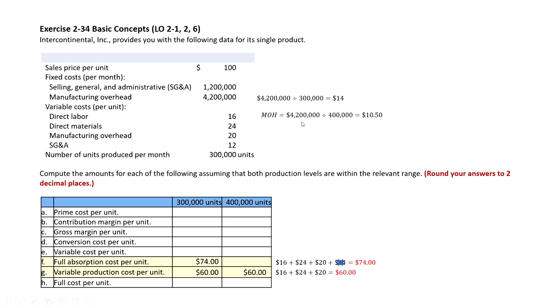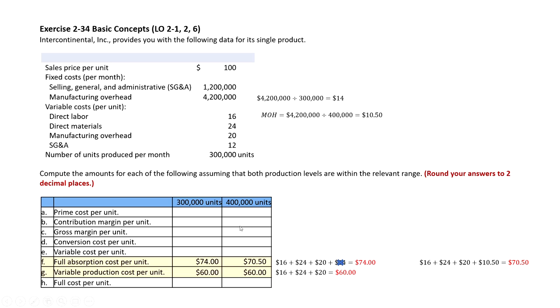I'm going to take this $4.2 million and now divide it by the new production level, which is 400,000 units, and it's $10.50. So again, I take my direct labor, direct material, and variable manufacturing overhead and add now not $14, but $10.50 to it, and I have a different per unit full absorption cost of $70.50. Now, if I step back and think about this, this works according to the theory of fixed costs per unit. Again, the total stays the same, 4.2 million. I don't care if it's 300,000 or 400,000, but the per unit moves in the opposite direction of the production level. When it's 300,000 units, it was $14 per unit. When it's 400,000, it's $10.50. And again, if you think about it, I'm dividing it by more units, so obviously each unit's absorbing less, so the per unit is going to go down.